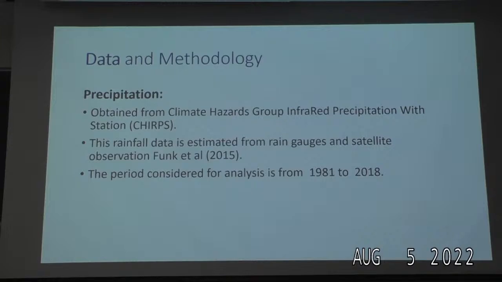We do that with data of precipitation that was obtained from the Climate Hazards Group InfraRed Precipitation with Stations, which is called CHIRPS. And this rainfall data was estimated from rain gauges and satellite observations. And the period that was considered for this analysis was from 1981 to 2018.